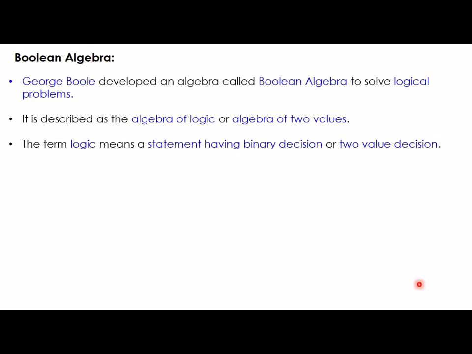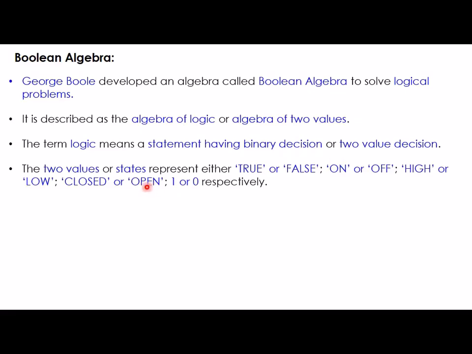The term logic means a statement having a binary decision or two-value decision. This term logic, algebra of logic, means it is a statement having a binary decision or two-value decision, either yes or no, either on or off, either 1 or 0. Only two-value decisions are there for any statement. Now the two values or states represent either true or false, on or off, high or low, closed or open, 1 or 0, anything.